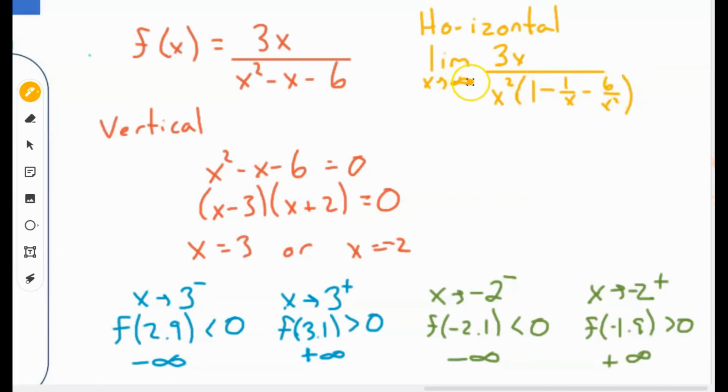So as this approaches infinity, well, first we're going to get these canceling. This is going to be 0. This is going to be 0. And we're left with 3 over x. As x approaches infinity, 3 over x is also going to be 0. So we're left with this being 0. That means we have a horizontal asymptote at 0.